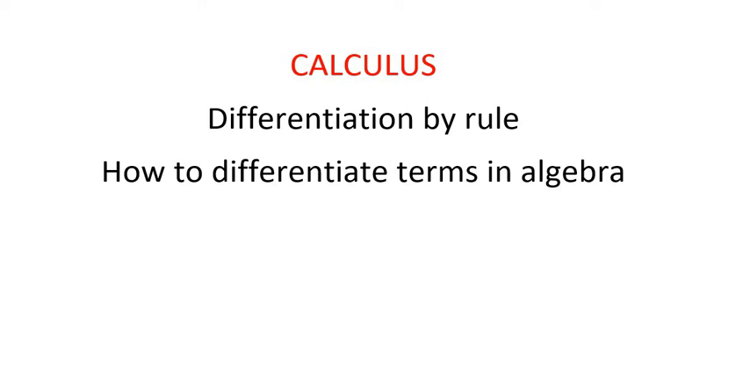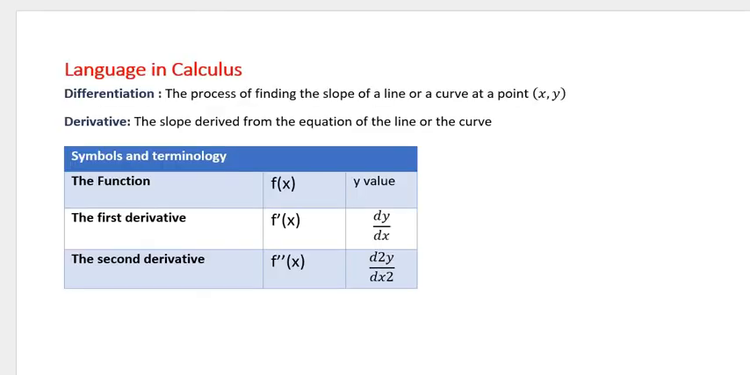Hello, today we're going to look at how we differentiate terms in algebra. First we're going to look at the language in calculus. The word differentiation means the process of finding the slope of a line or curve at a point x, y. And the lines or curves are defined by functions f of x. The derivative is the slope derived from the equation of the line or the curve.